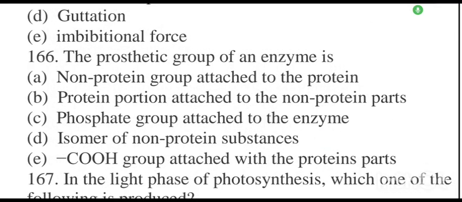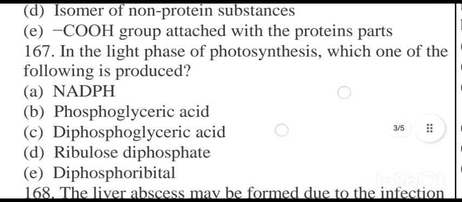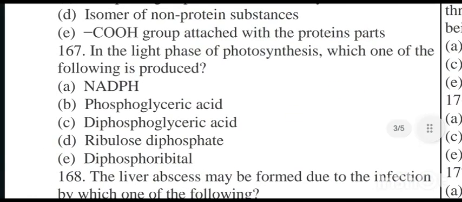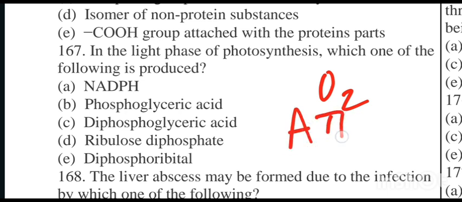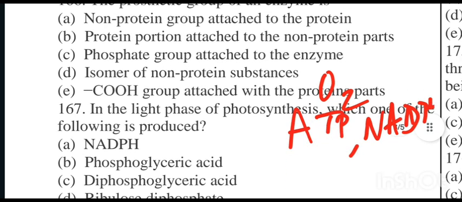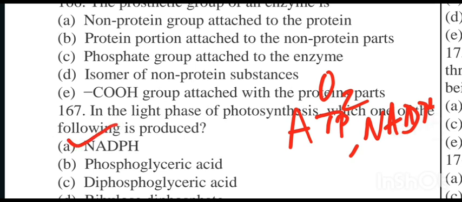Next question. A prosthetic group of an enzyme is the non-protein group attached to the protein. Next, in the light phase of photosynthesis, which one of the following is produced? So what are the products of the light reaction of photosynthesis? The main product is oxygen, next ATP, next NADPH. So here the correct answer is NADPH.